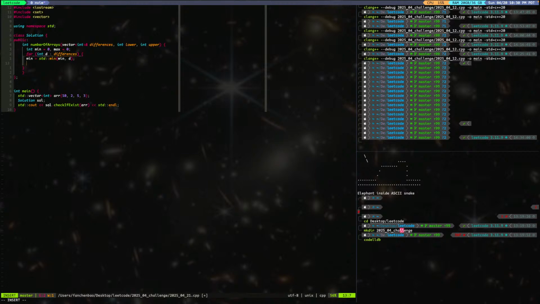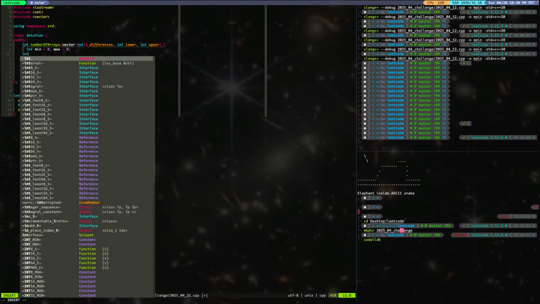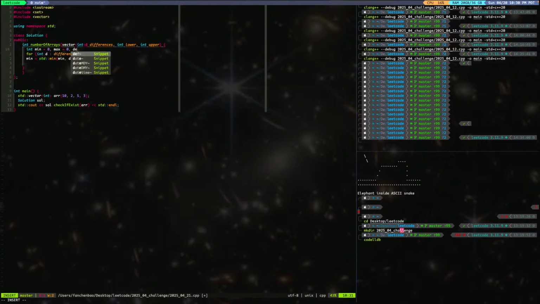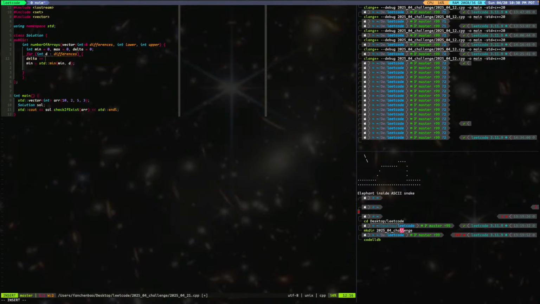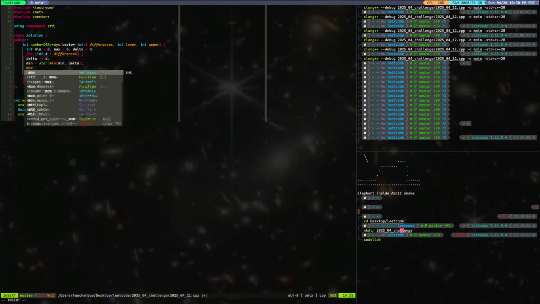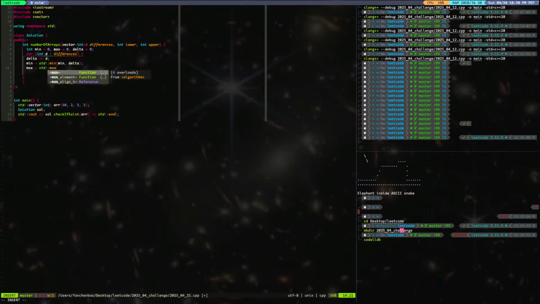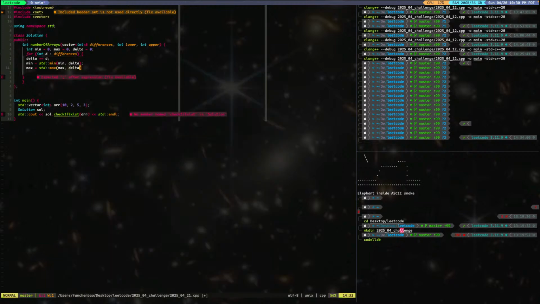That is not true. So we need a delta. Delta is equal to this. So delta will be plus equal to d. And then this should be delta. Max is std max, max and delta. All right, we keep updating the delta.